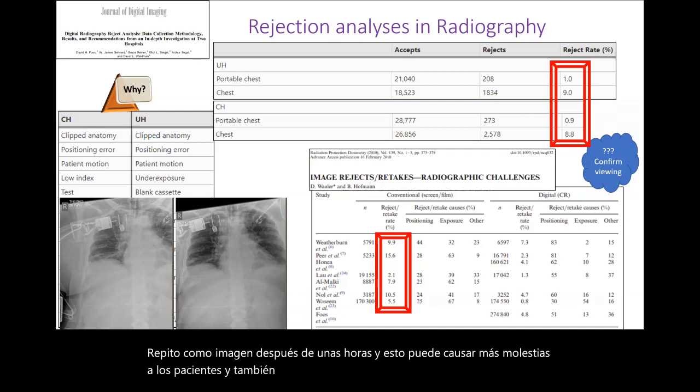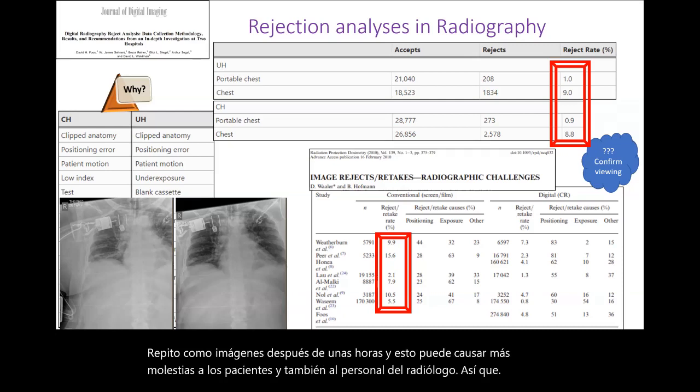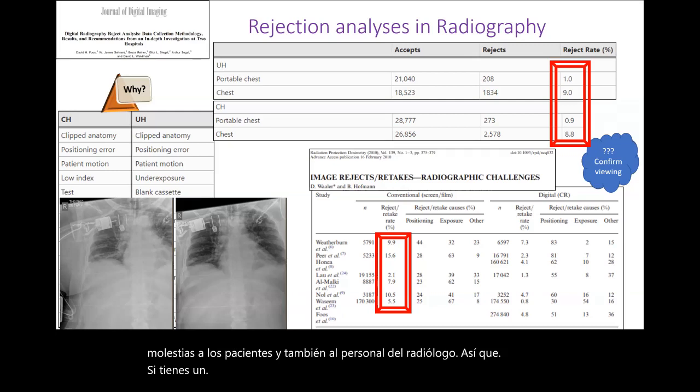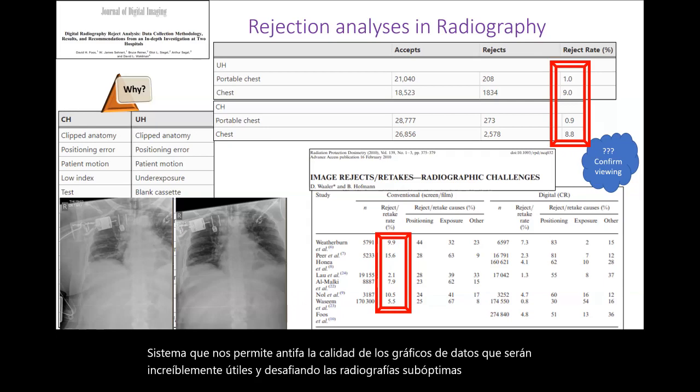So if you have a system that allows us to identify the quality of radiographs, that will be incredibly helpful in identifying the suboptimal radiographs and reduce the reject rates of radiographs.